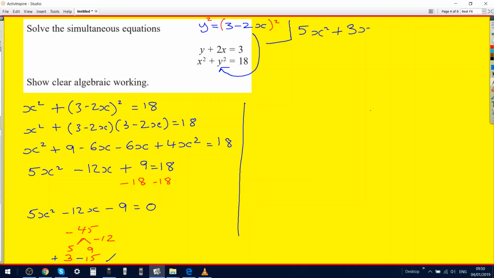Hang on. So this minus 12x you can write as plus 3x minus 15x.